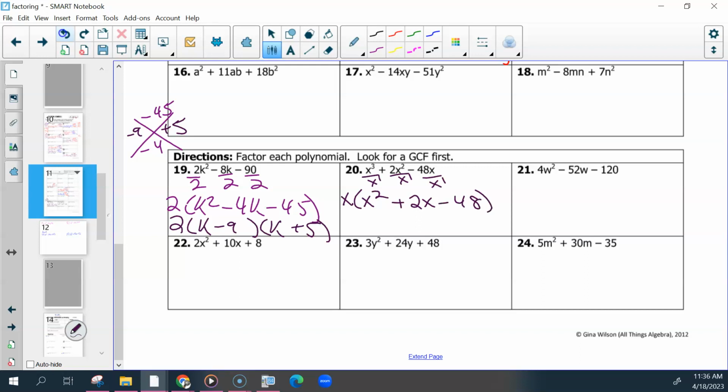Right? Then same process. Look for two numbers that multiply to be negative 48 and add to be 2. So negative 8 and positive 6. So x minus 8, x plus 6. Questions on that one?